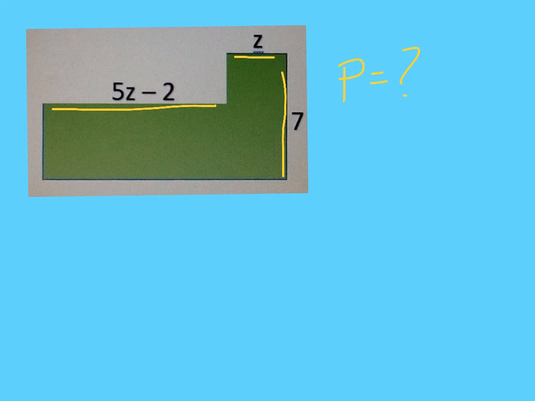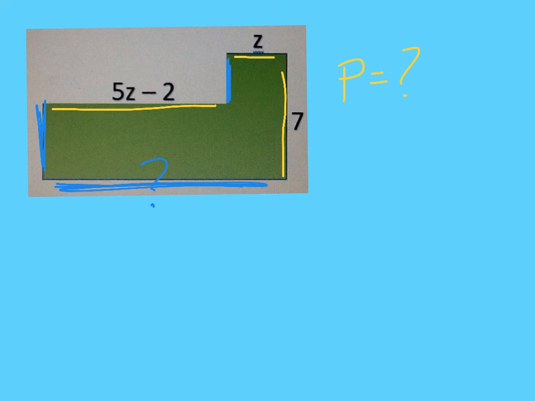But if we do that, we're actually missing some sides. We didn't count this side here. We didn't count this side or even this side here, this long side. So before we find the perimeter, we have to find those missing sides. Let's find the bottom first. What is that part there?